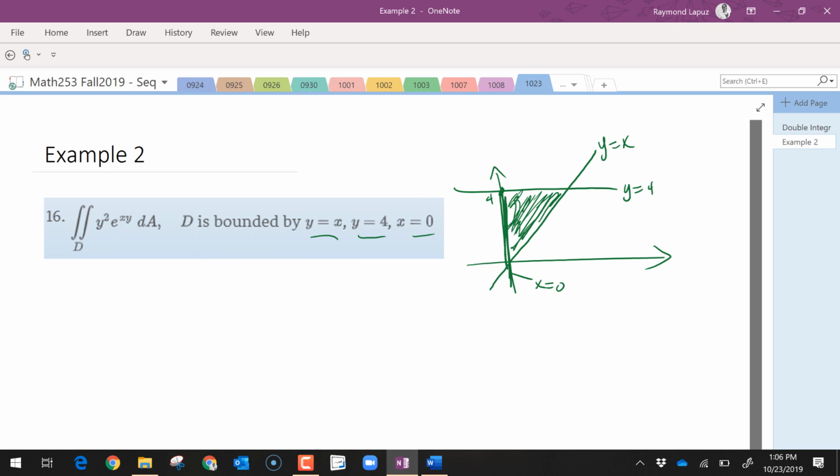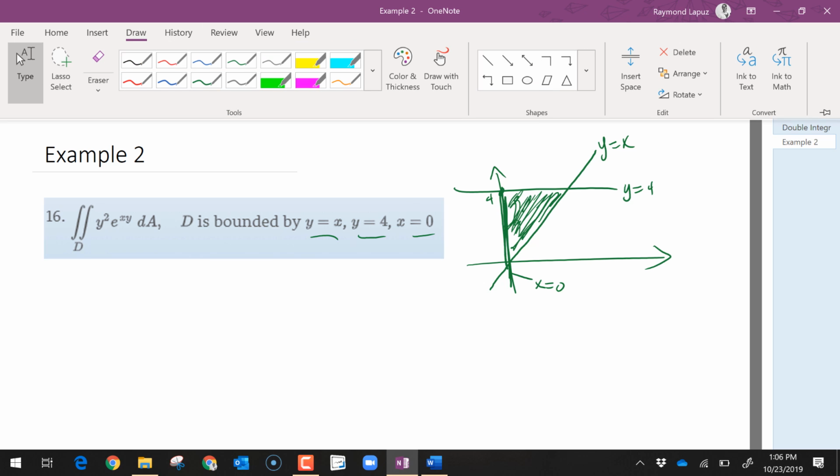Well, let's see. So, which one do you want to do first? X. She said X. Everybody else said Y. We're going to do both. Let's do with respect to X first.